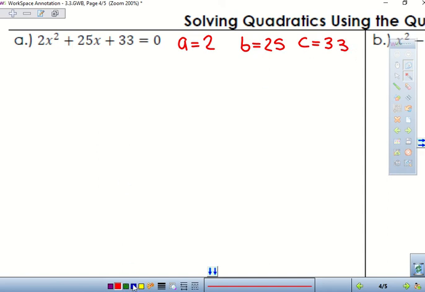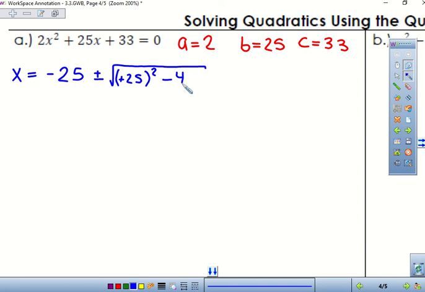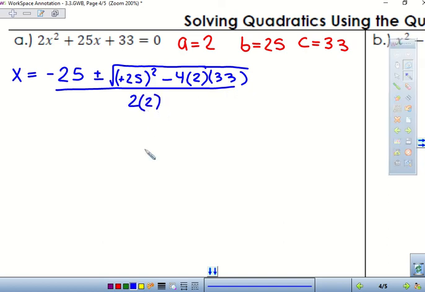Good. So that's going to be x equals negative b. Negative b means whatever b is, it's going to change signs. If it's negative, it's going to become positive. If it's positive, it's going to become negative. So b squared minus 4 times a times c, all over 2a, which is 2 times 2. So any questions about the plugging in?